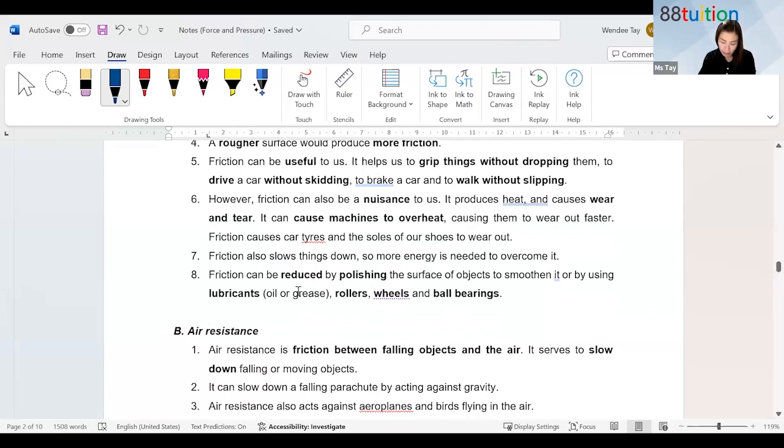Apply lubricants, such as oil and grease. It can be wax as well. Then put rollers, put wheels, put ball bearings. Do you still remember all these things, Harvard? Can recall all this now? Yeah.